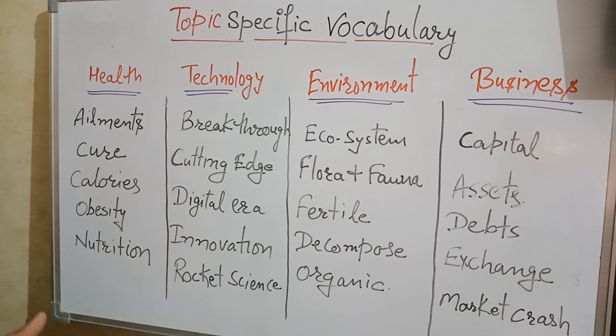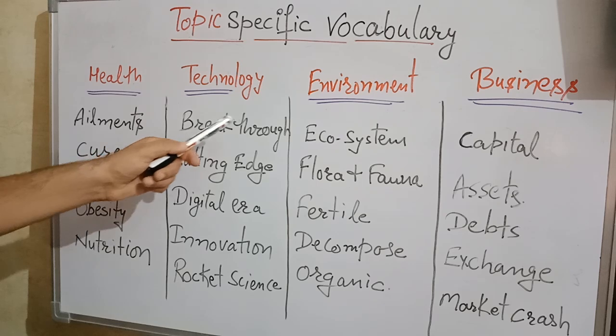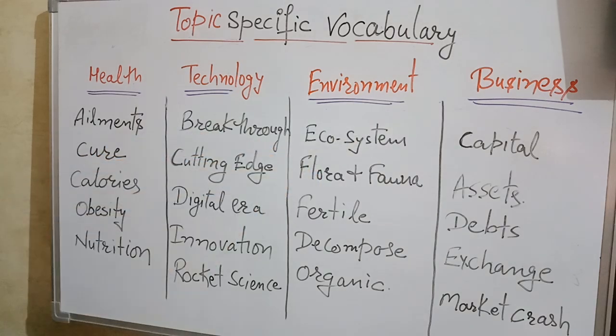I mean to say आपको topic से related vocabulary learn करनी पड़ेगी. You have to learn it and use in your IELTS writing. In IELTS writing, we basically have topics like based on health, technology, environment, business, history, food. Okay, so all these areas have their own particular words that you must know.